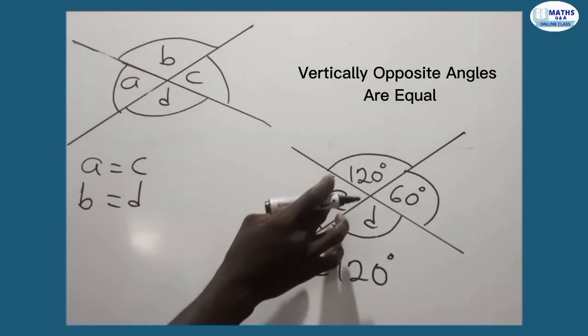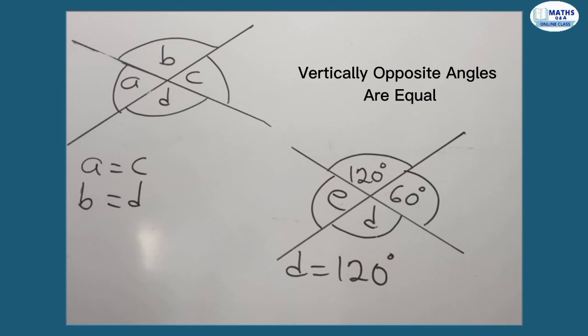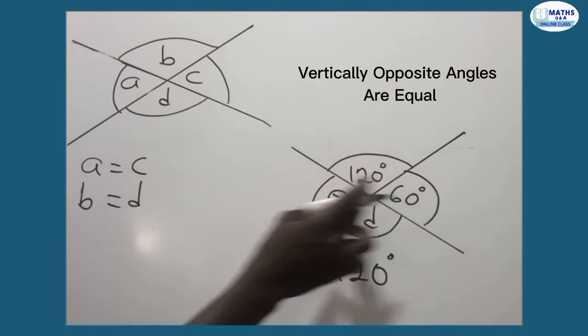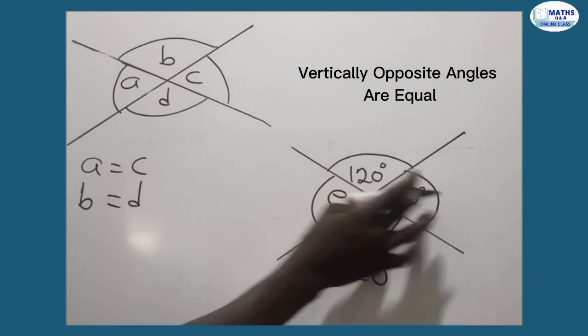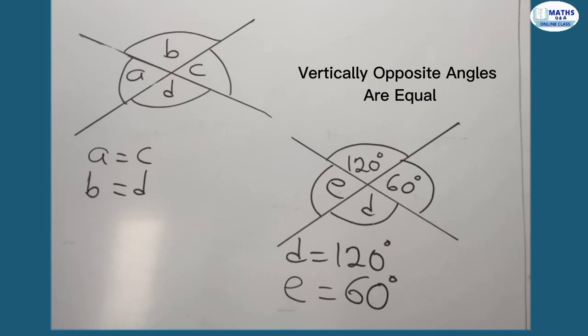Also, this side is 60 degrees and then this side is E. We got to know that E and 60 degrees are vertically what? Opposite, right? So if they are vertically opposite, it means that if this side is 60 degrees, this side is also what? 60 degrees. So what will be the value for E? The value for E will be what? 60 degrees. I hope you get me now. Now, let's try some of the questions that are usually asked on vertically opposite angles and see how to solve questions like that.